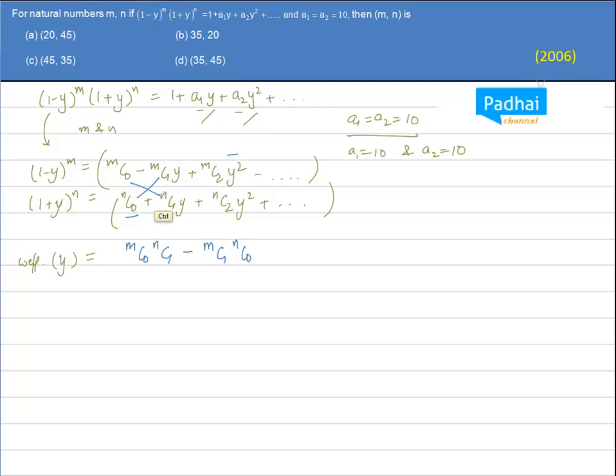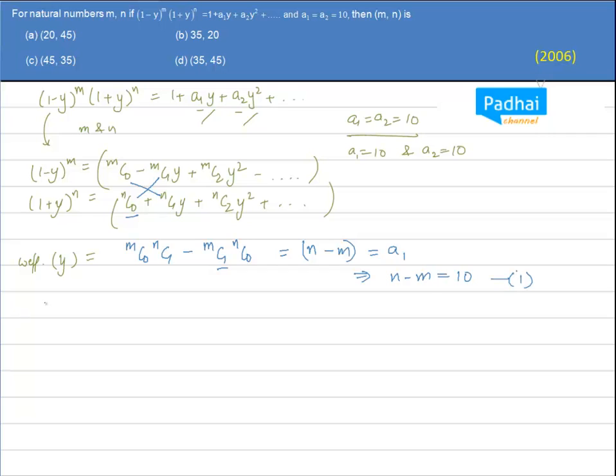So what is this now? mC0 is 1 only, and nC1 is n. This will again be m, so you will get n minus m is equal to a1, because this is the coefficient of y. So that implies n − m = 10. This is your first equation.